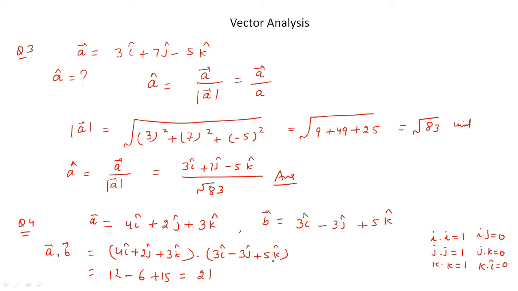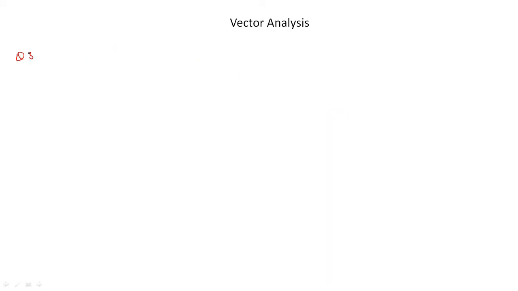Now the other values, i dot j will be 0. Similarly, the j dot k term will be 0 or the k dot i term will be 0. Only the terms which have i dot i, j dot j, k dot k will have the value. Other values will be 0. So here the value of A dot B is equal to 21.